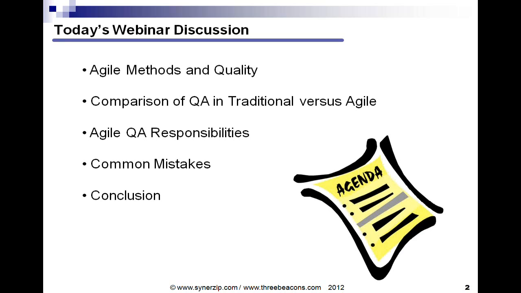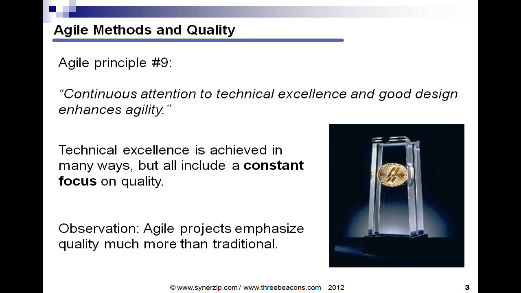So, Agile methods and quality. Well, the Agile Manifesto is made up of 12 principles such as early and continuous delivery. Another one is welcoming changing requirements. And there's a ninth principle within the Agile Manifesto that deals with technical excellence. And it says continuous attention to technical excellence and good design enhances agility. And so the point is that technical excellence goes hand in hand with a focus on quality.